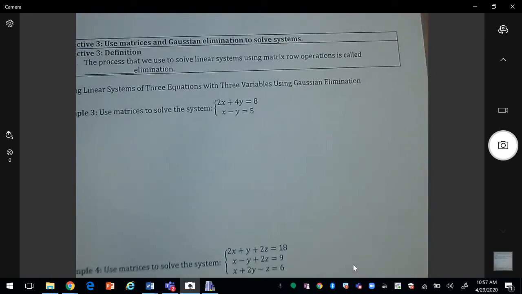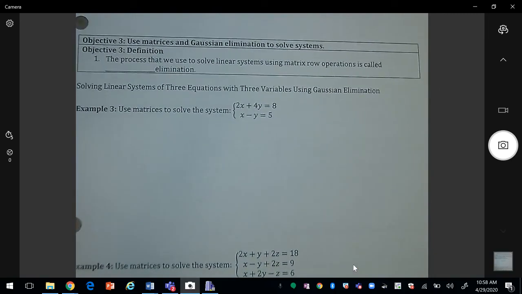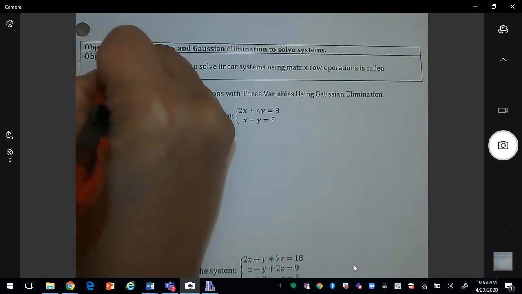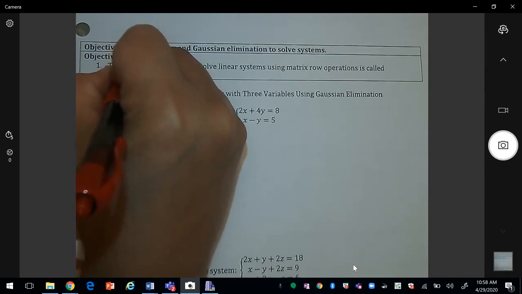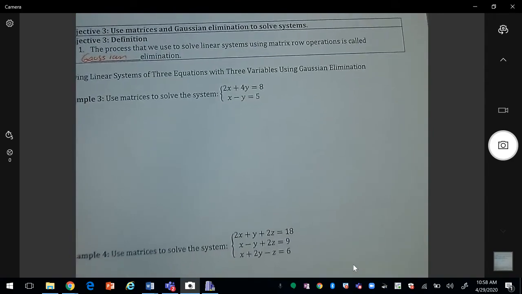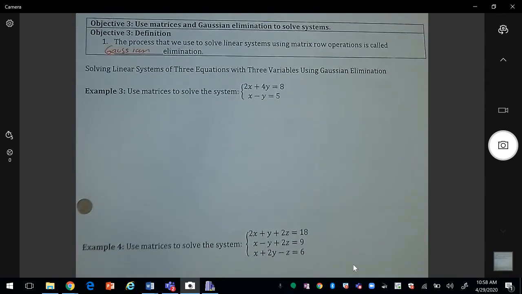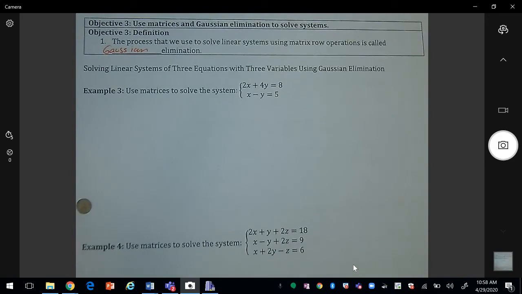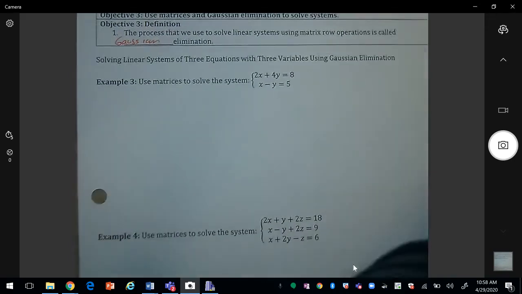That we're going to be using to solve the system using matrix operations is called Gauss elimination. Okay, so for example, here it says use a matrix to solve the system. So before I use this example, let me go ahead and we can start with the example we had before. Let me just get a piece of paper.